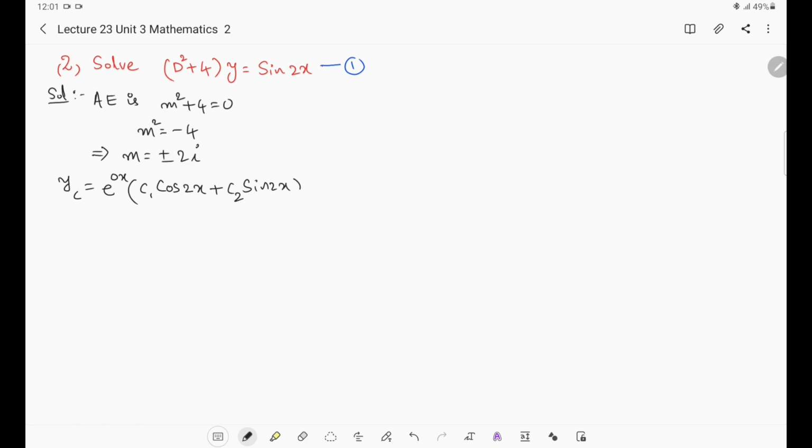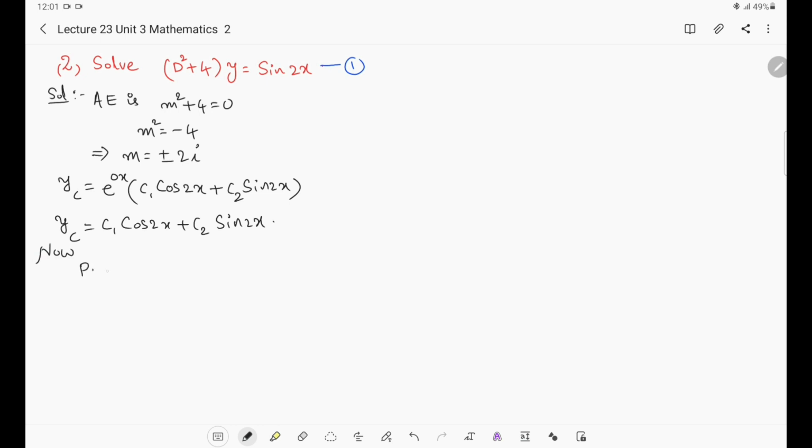Right, this will be the complementary function, because e power 0 is 1, so it can be written as yc equals c1 cos 2x plus c2 sin 2x. This is the complementary function we got. Now move on to finding the particular integral.